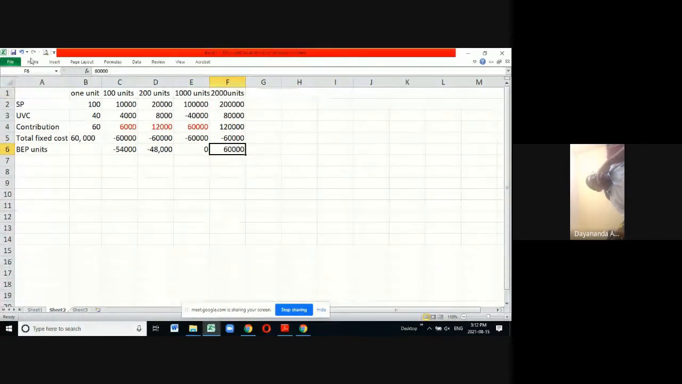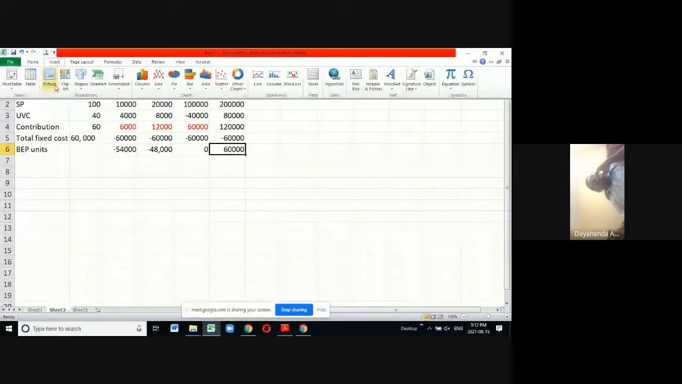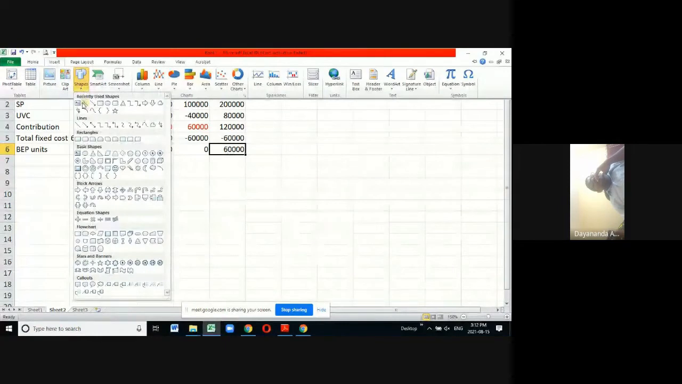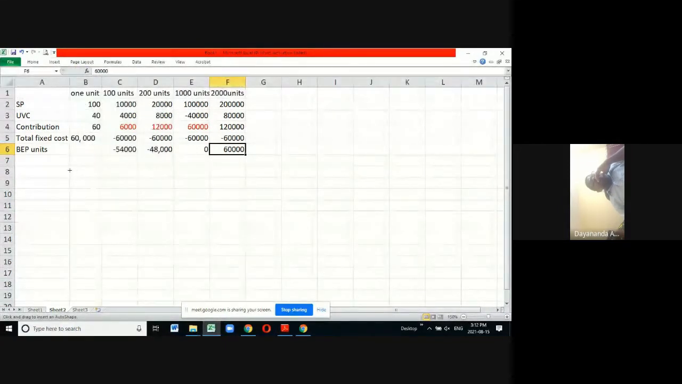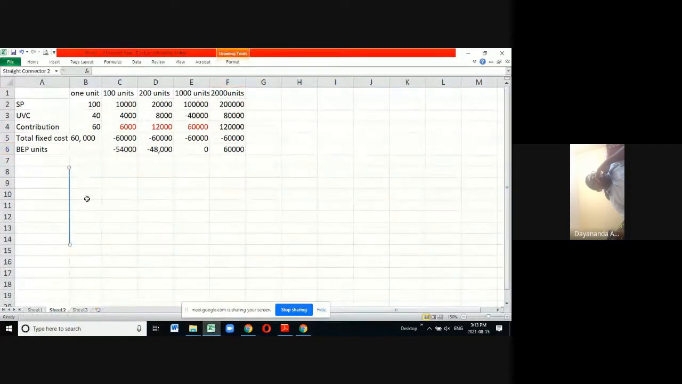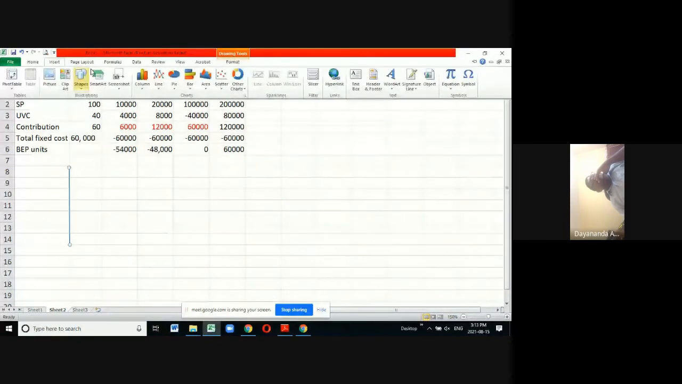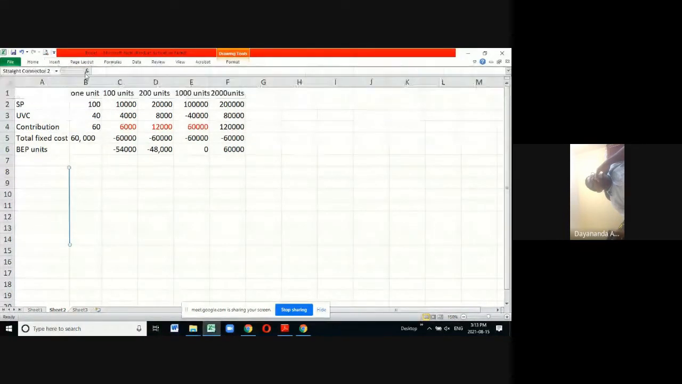So what I will do is basically I will manually construct a chart. So this is my chart, okay, and I'm doing it manually, okay.